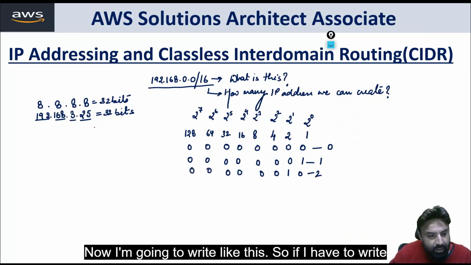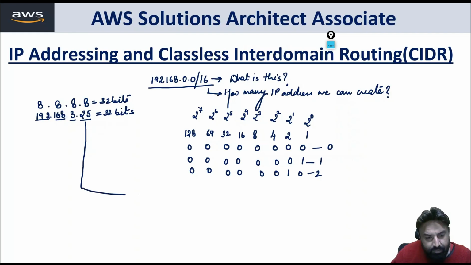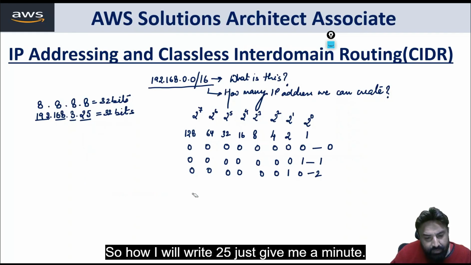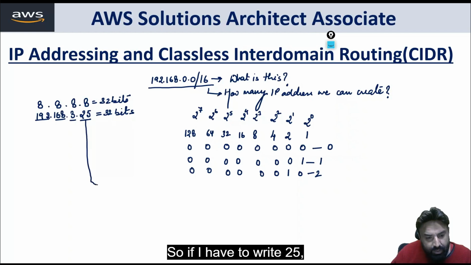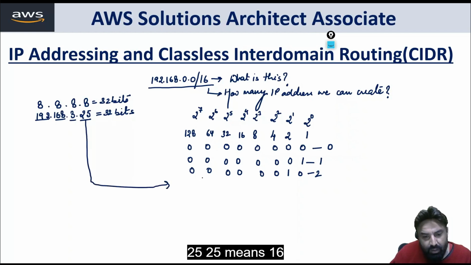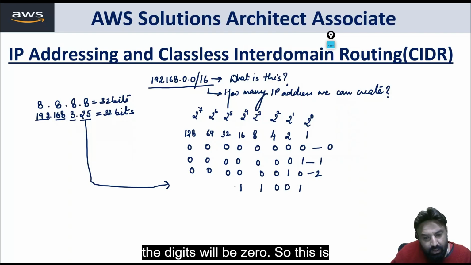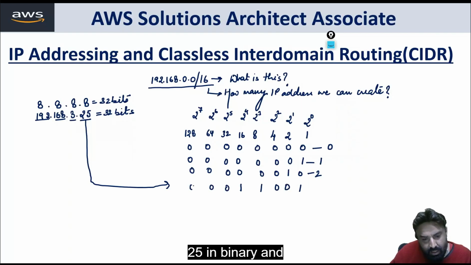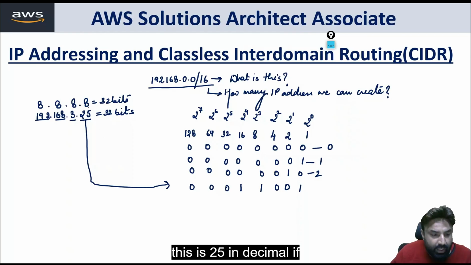Now I'm going to write like this. If I have to write 25, how will I write 25? 25 means 16 and 8, 24, and 1, 25. Remaining all the digits will be 0. So this is 25 in binary and this is 25 in decimal.